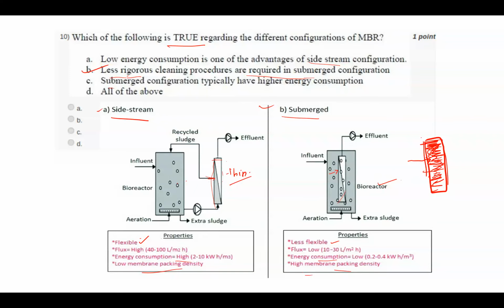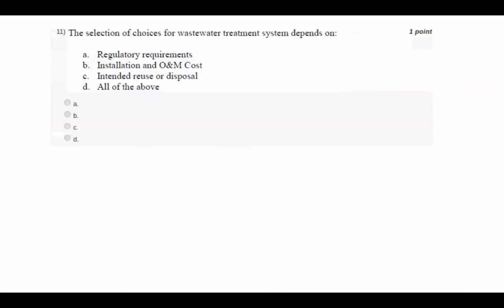Okay, then the selection of choices for a wastewater treatment system depends on regulatory requirements, installation and O&M cost, operating and maintenance cost, intended reuse or disposal, all of the above. What will be the answer? Yes, all of the above.